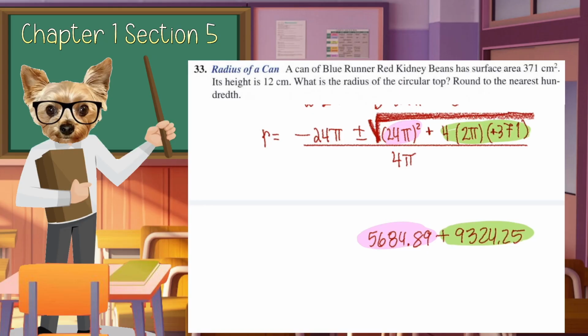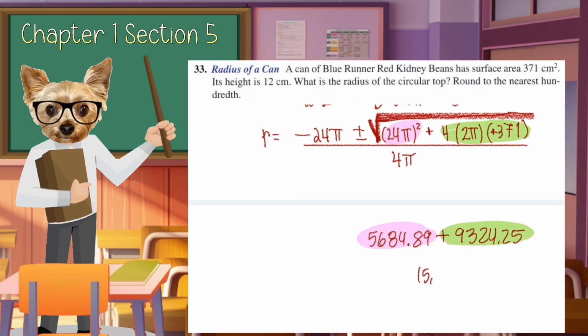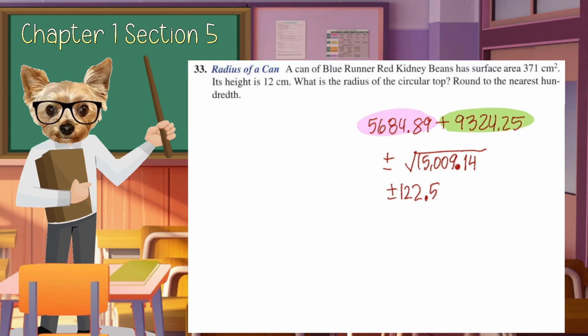All right, so that's going to be 15,009.14. And the square root of that, 122.5. I'm only rounding one decimal place here. Then I had the negative 24 pi. 24 times pi was, so it's like negative 75.4.